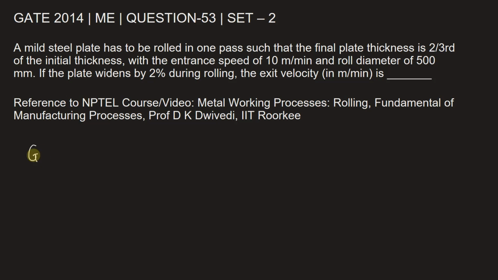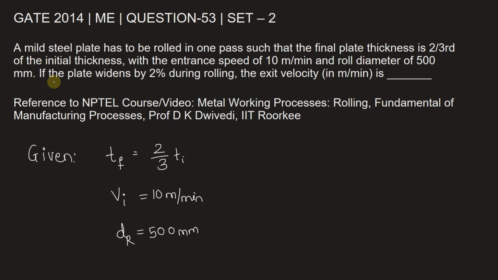So let's write the given things first. It is given that final plate thickness is 2/3 of the initial plate thickness because the plate is getting compressed thickness wise. Entrance speed is given to be 10 meter per minute. That means the initial speed is given. Let that be Vi, which will be 10 meter per minute. Roll diameter, let that be Dr, is given as 500 millimeters. Also, the strain in width direction, which we can write as epsilon W, is given as 2%, which can be written as 0.02. We need to find out the exit velocity, that is final velocity Vf.